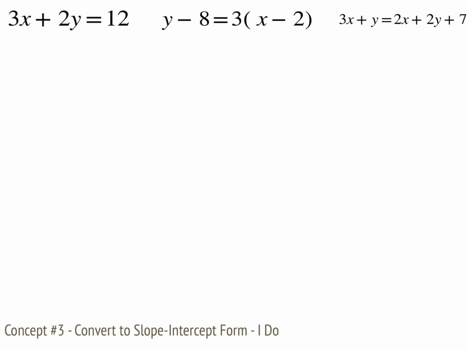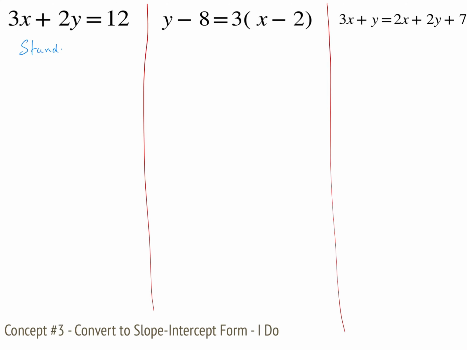Okay, here's our third and final concept. I want you to be able to convert other forms to slope-intercept form. In my experience, I see students recognize and remember slope-intercept form over all the other forms. For instance, you probably forgot this one's standard. This one's point slope. And this one's just a non-form. Okay, it doesn't really actually have a form, it's just everything's kind of scattered.